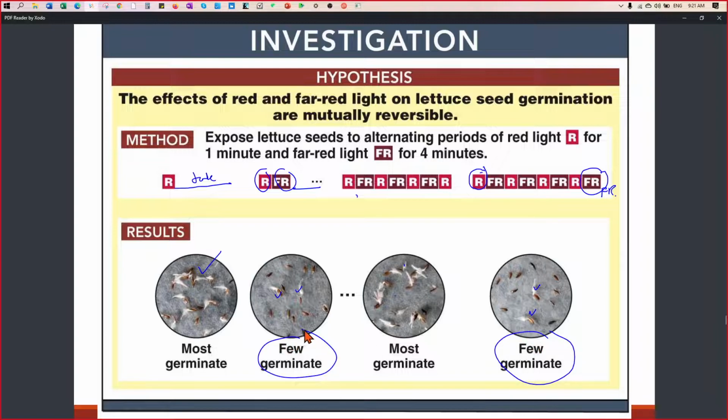So what does it tell you? This completely says that as long as red is at the beginning and also at the final stage, germination will happen, and it doesn't matter what happens in between. As long as the final light regime is not far red, it will germinate. The moment you put far red, nothing will germinate. So this tells you that far red actually inactivates something, while red activates. Activates what? You will see in a bit.